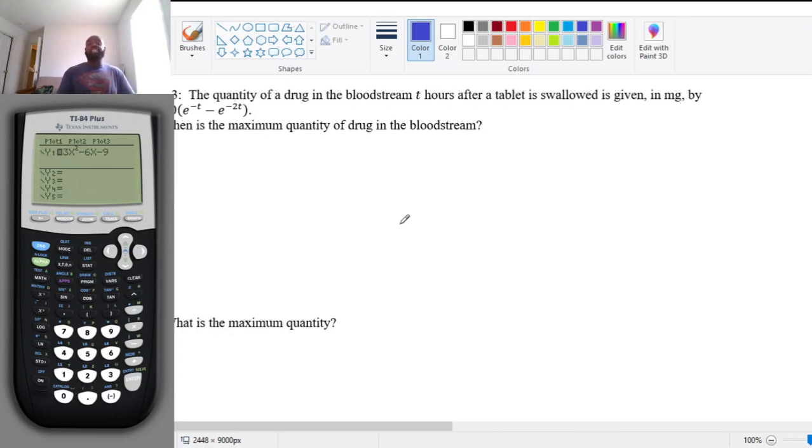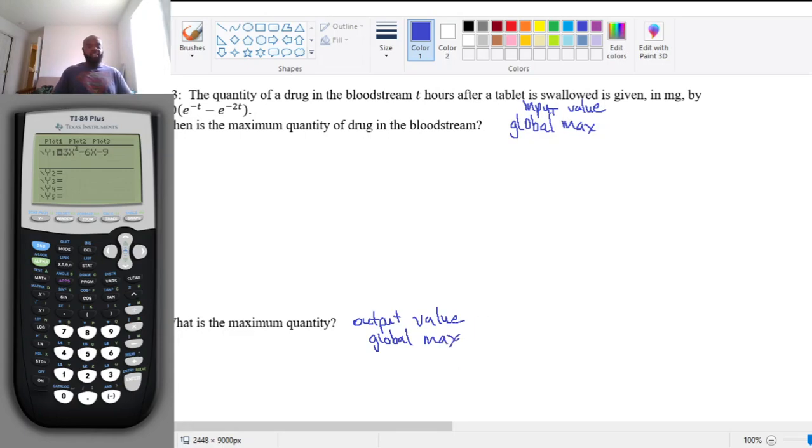So basically, this is asking us to find the global max. The input value, because it's asking for when, which is a time, and my function is a function of t, which is time. So it's asking us the input value or the location of the global max, all right? And then this is the output value. It says, what is the maximum quantity? Well, my quantity is the output. And so this is the output value of our global max. All right, so this is what we're asked.